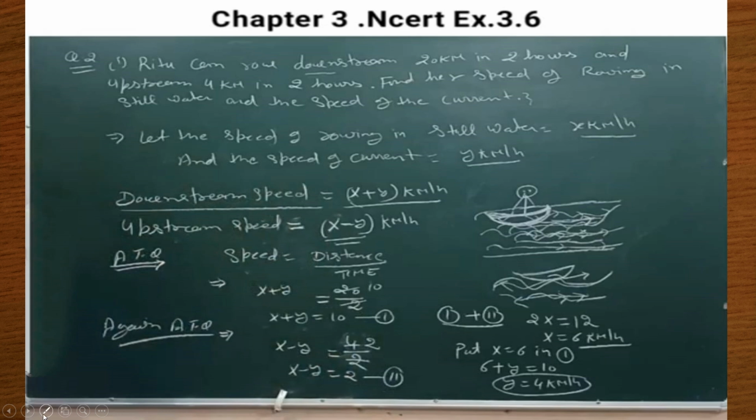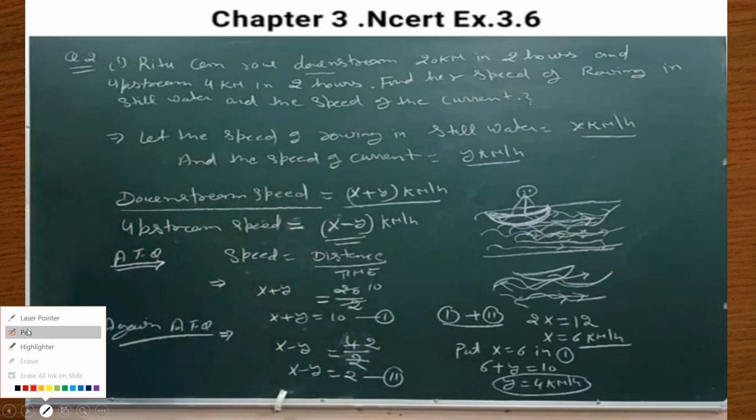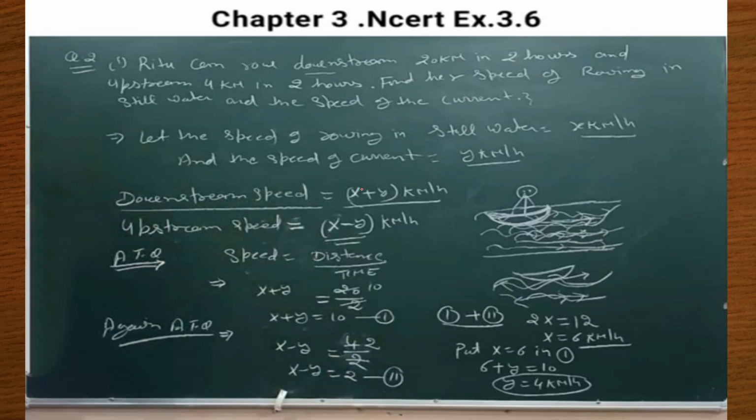And let the speed of current be y kilometer per hour. This is what we need to suppose: the speed of rowing is x kilometer per hour and the speed of current is y kilometer per hour. We know that downstream speed is equal to x plus y kilometer per hour and upstream speed is x minus y kilometer per hour. According to the question, we know that speed equals distance by time.